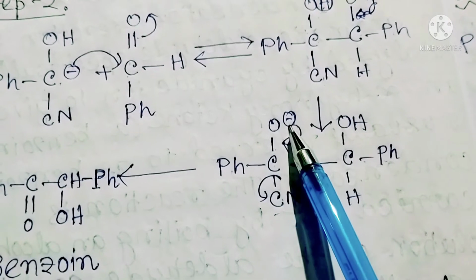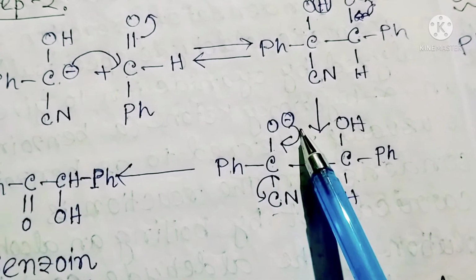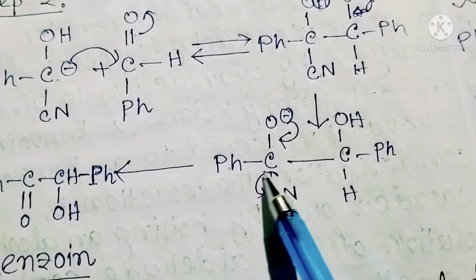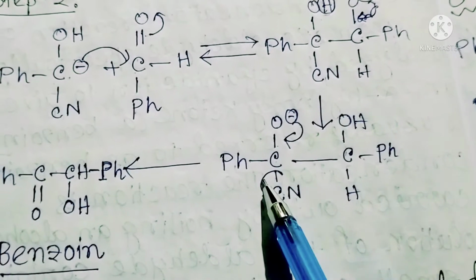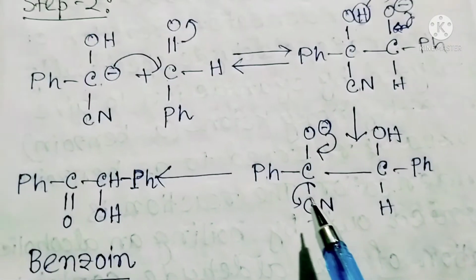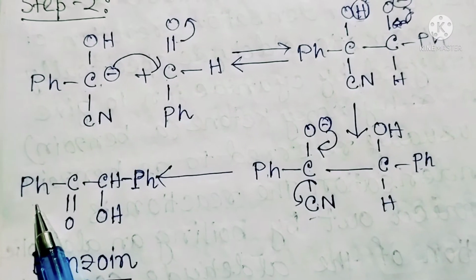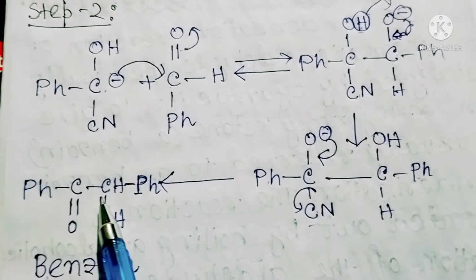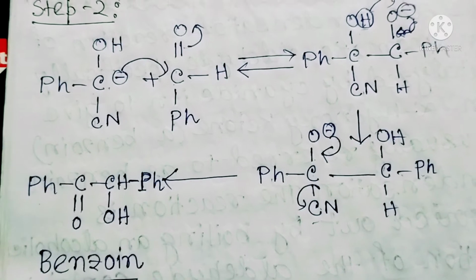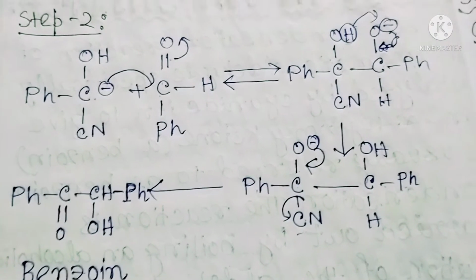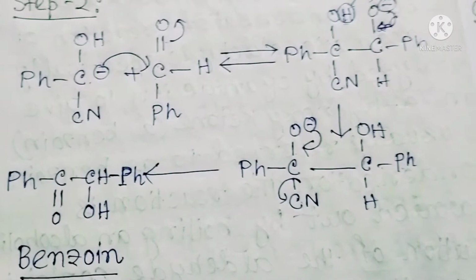Now this negative charge shifts from here to here and this bond breaks. Cyanide ion is a good leaving group, so this bond breaks easily. As a result we get PhC=O-CHOH-Ph. This is benzoin. So students, this is the mechanism of benzoin condensation.